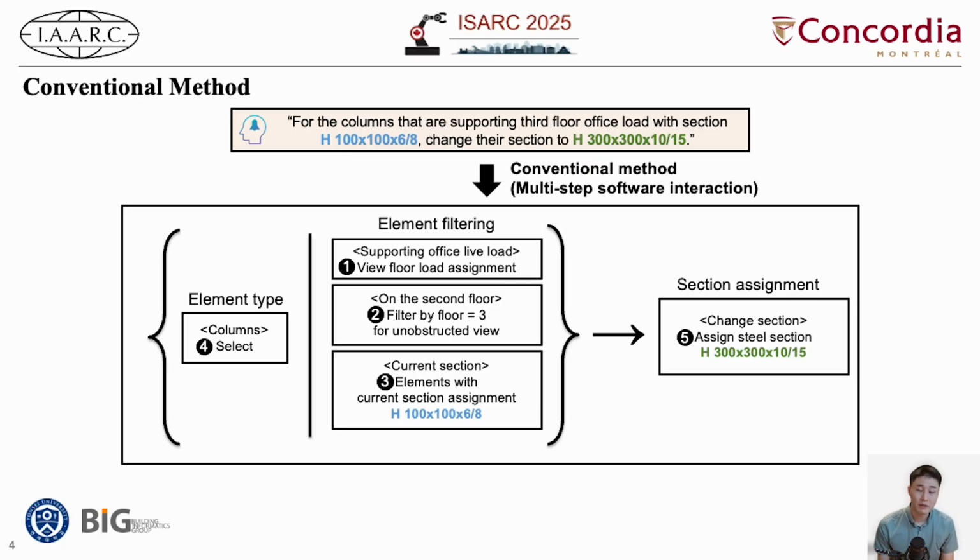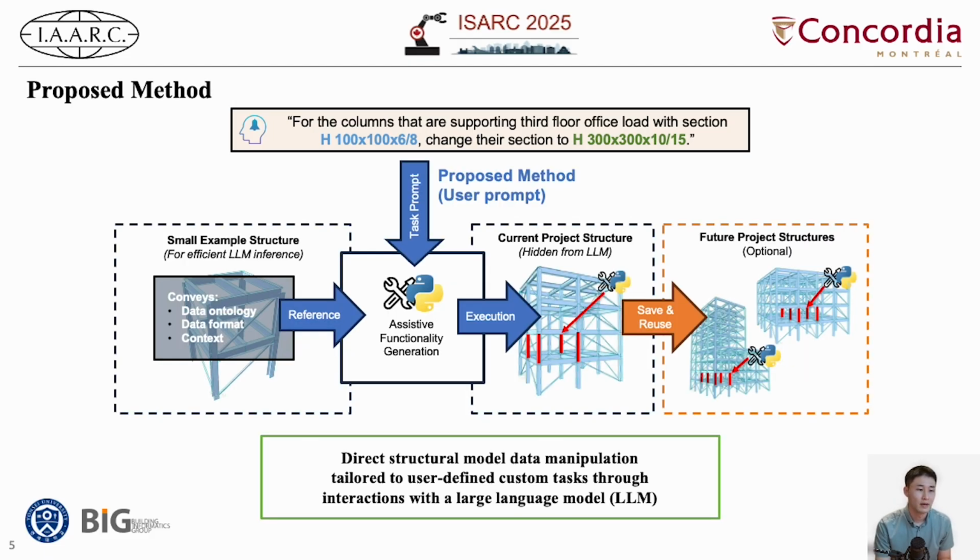So the conventional method involves multi-step software interaction. We will look at these steps in more detail in a video demonstration, but it involves multiple conditional filtering, manual selection, then property assignment. As you can imagine, this may require jumping between several menus, several tools, and model views. It's a very high friction process that diverts the engineer's attention away from the actual design efforts and rather into software operations. Now, let's compare that to the proposed method.